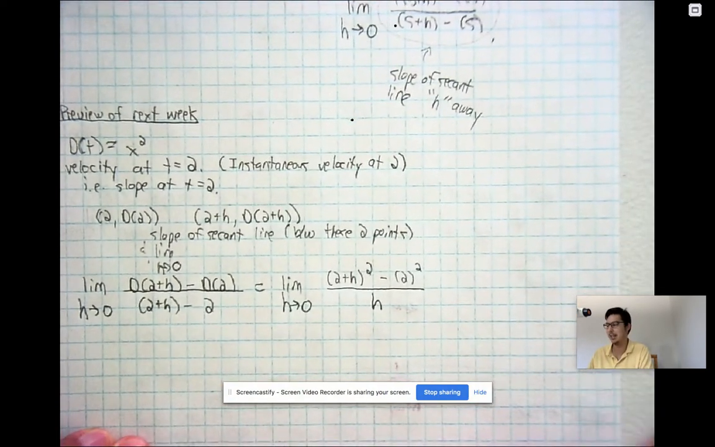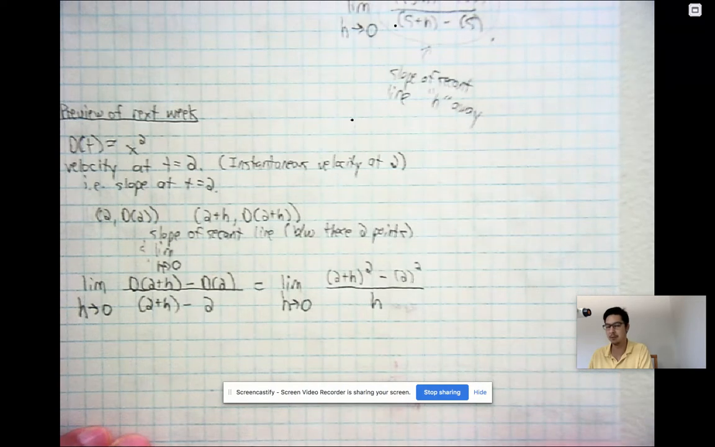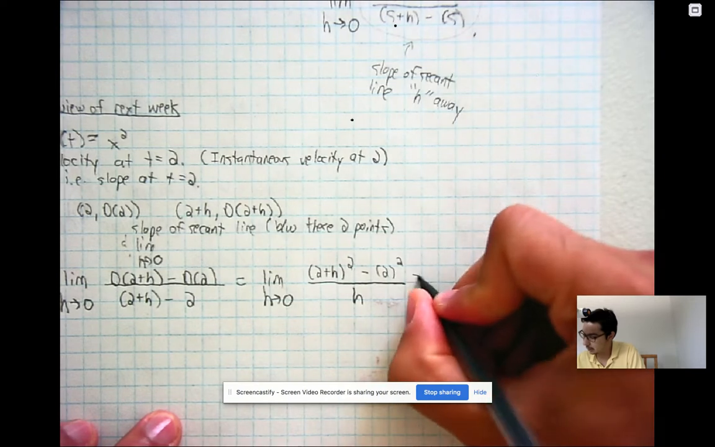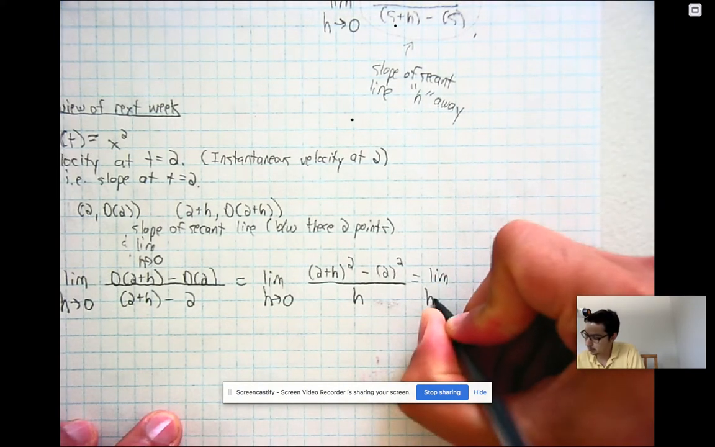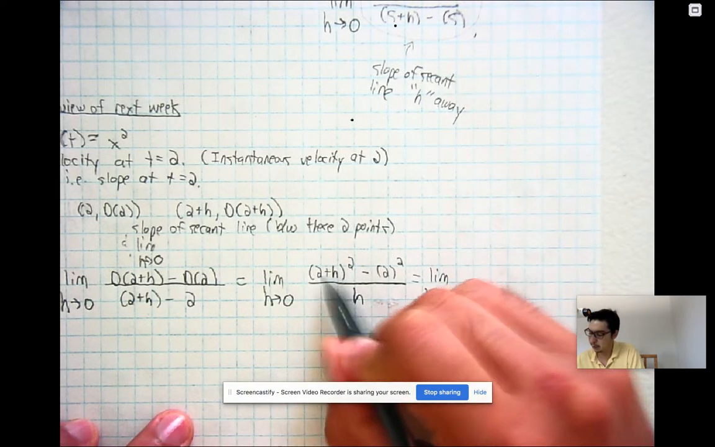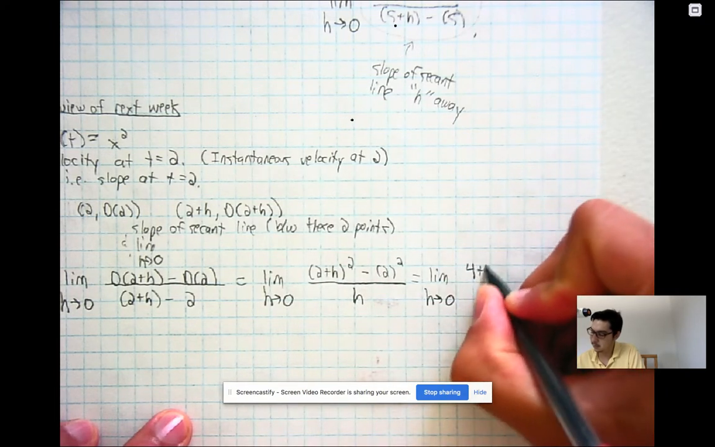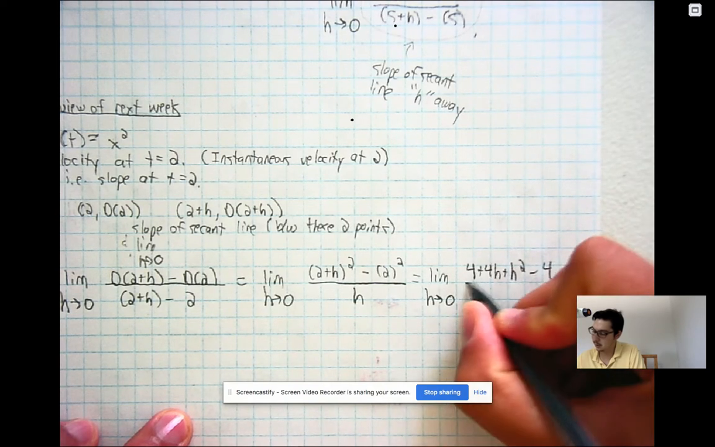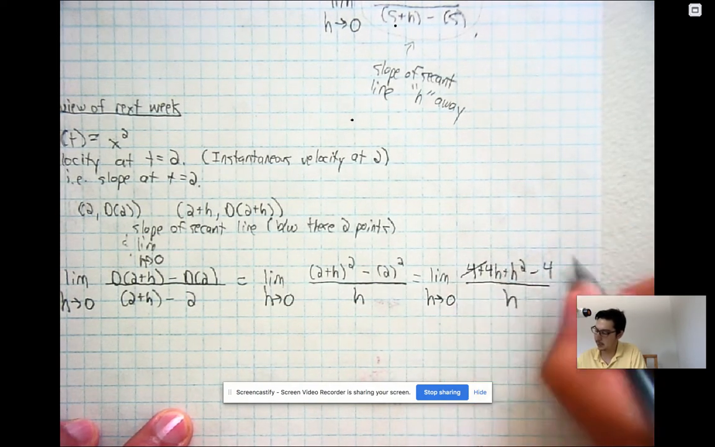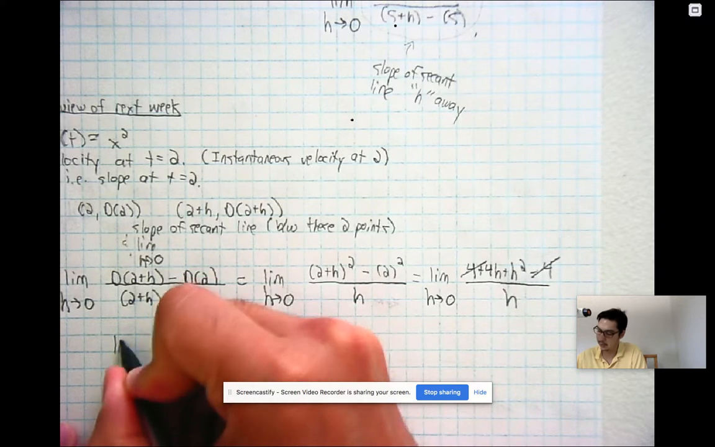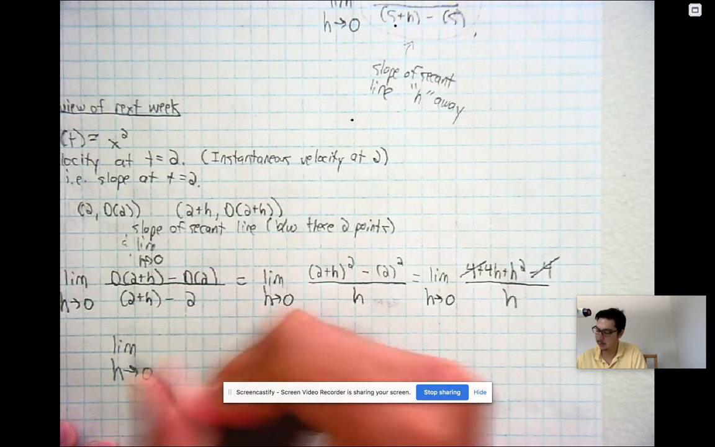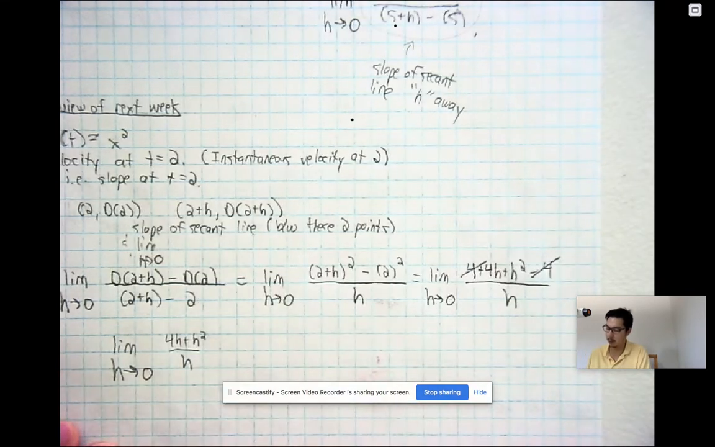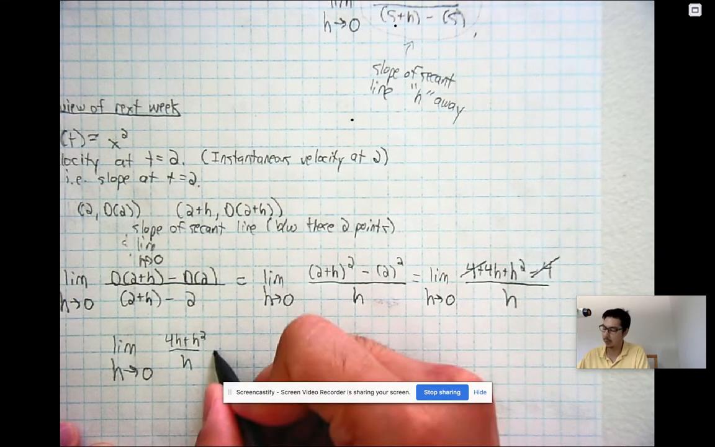That is a further definition of it, but I don't want you to necessarily memorize that. I want you to see where it comes from. All right, let's keep going. Limit as h approaches 0. Now, 2 plus h squared, if we multiply this out, you'll have 4 plus 4h plus h squared minus 4 all over h. The 4 minus 4 will go away, so then we're at the limit as h approaches 0 of 4h plus h squared over h, in which we can factor out an h.